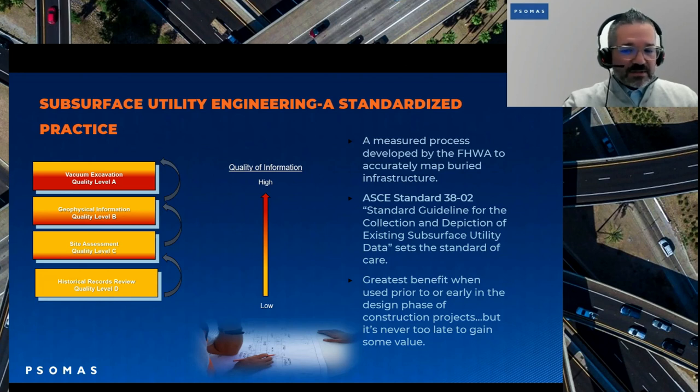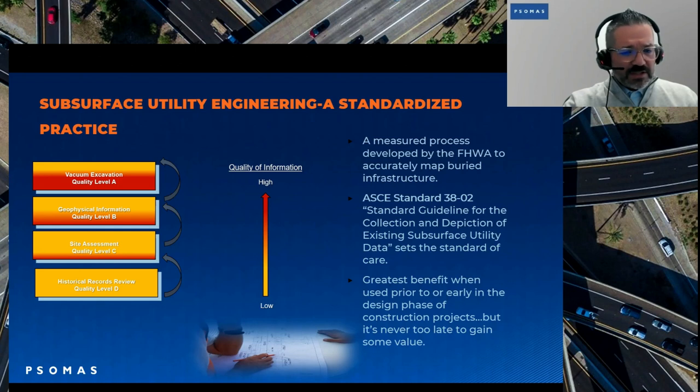You also have site assessment. This is usually done by the survey team when they go out to do their topographical mapping. They're seeing meters, they're seeing valves, they're seeing vaults, and they're seeing things that show where the utilities are, yet we still don't understand where they are underground. So it gets a little bit more risk because we see the evidence of a utility, but we still don't understand where it is underground.